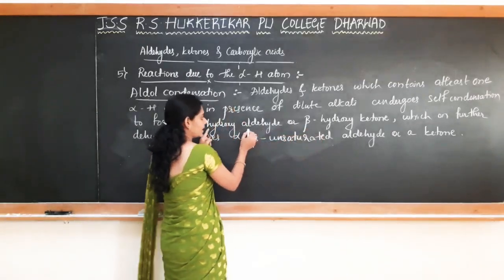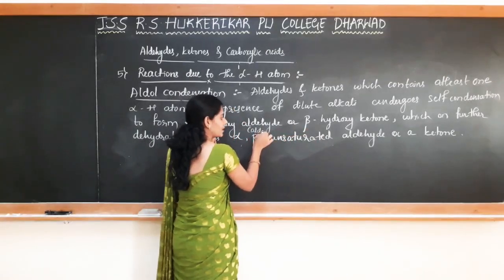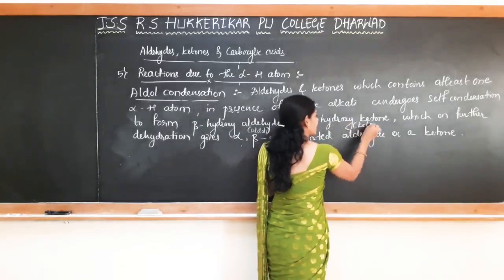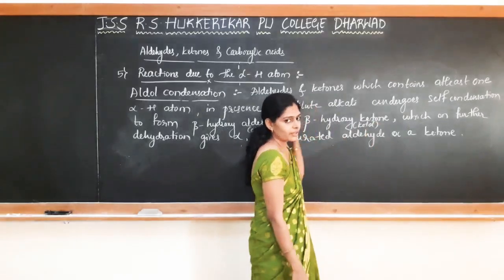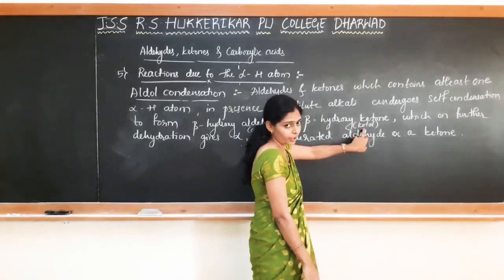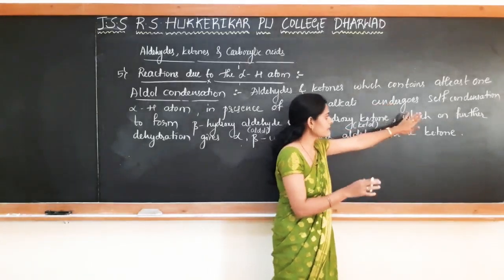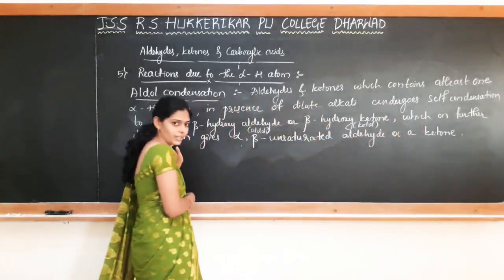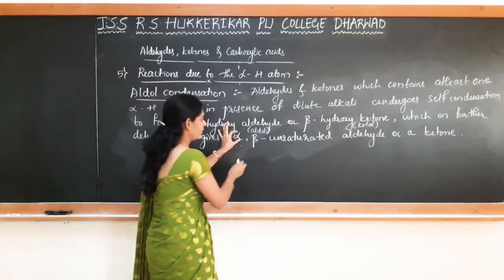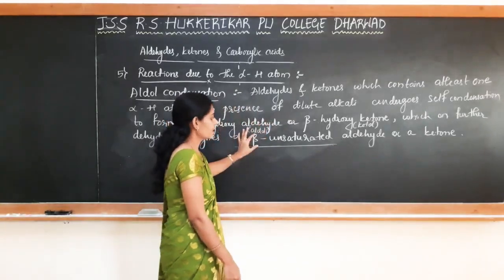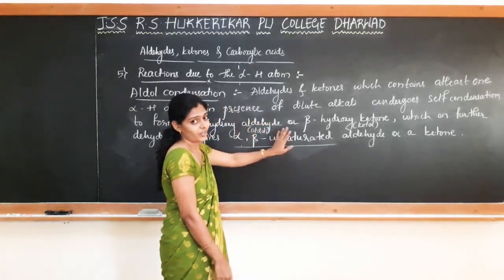Here, whatever beta hydroxy aldehyde is formed is generally called aldol, and beta hydroxy ketone is called ketol. So aldol or ketol is formed. This much is considered as aldol reaction. Further, it is subjected to dehydration, so that there is a formation of alpha beta unsaturated aldehyde or ketone, which is considered as the aldol condensation product.